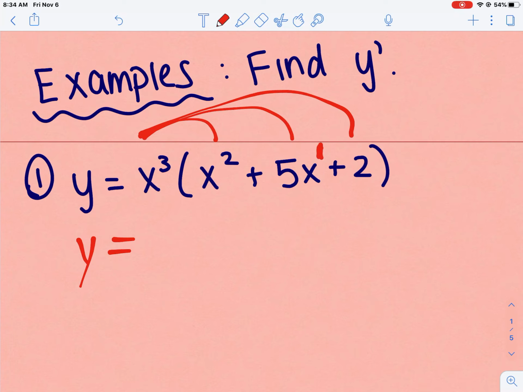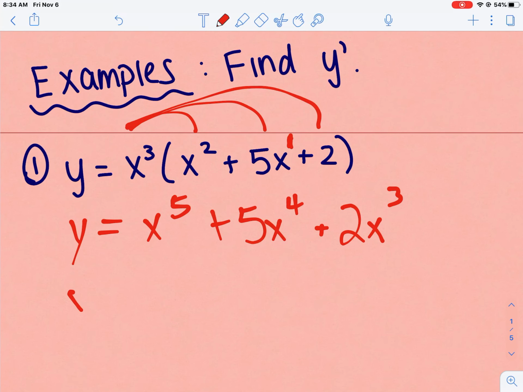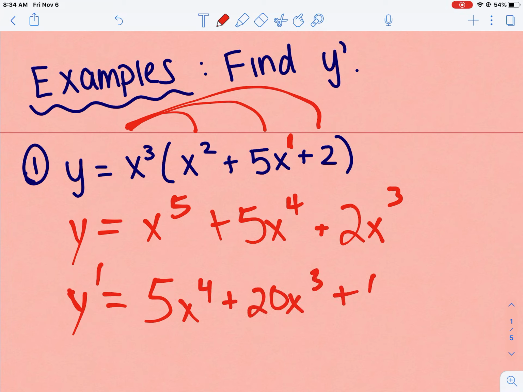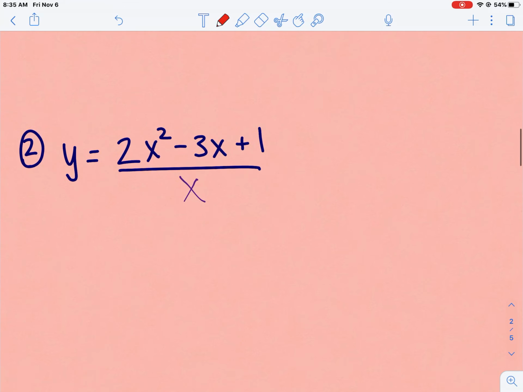Remember, this exponent here is a 1. And when you multiply 2 powers with the same base, you add the exponents. We did that as a review in September. So now we get x to the 5th plus 5x to the 4th plus 2x cubed. And now since this is written as a polynomial, with no multiplication that has to be done, I'll find y prime. That's 5x to the 4th plus 20x to the 3rd plus 6x squared. So again, bring the exponent down and subtract 1 from the exponent.